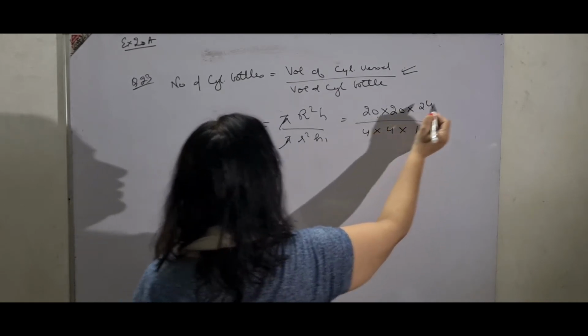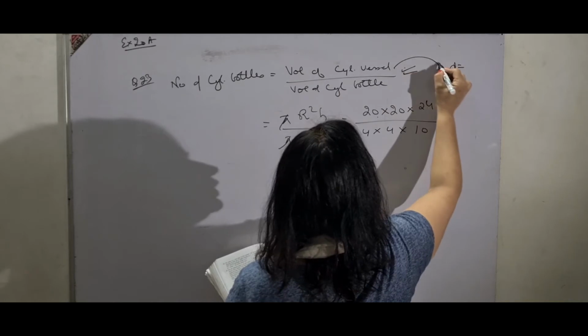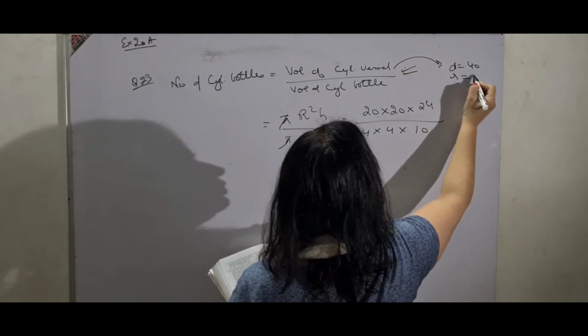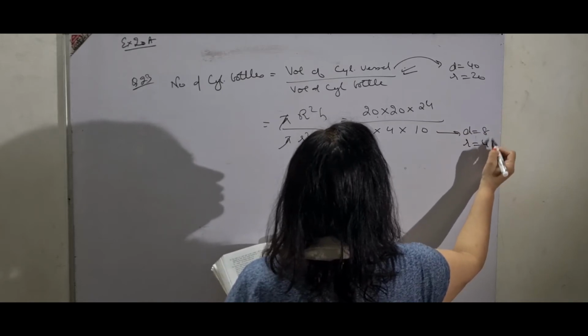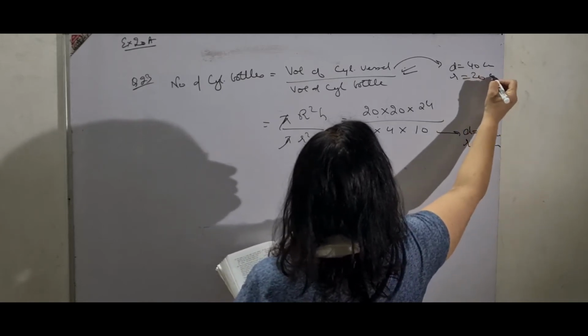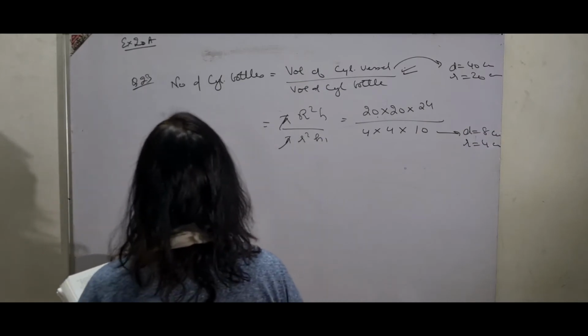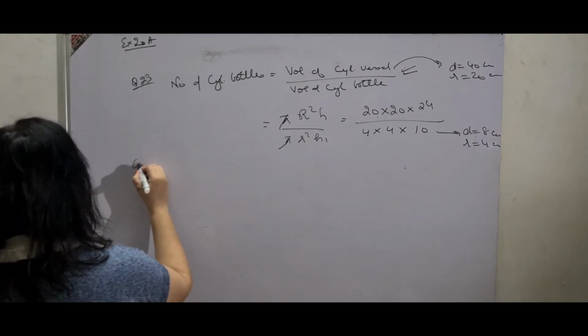Because the diameter was 40 in the vessel, I took radius to be 20, and in the bottles the diameter was 8, so I took radius to be 4 centimeter. Be careful about the units as well as the steps as well as the formulas.